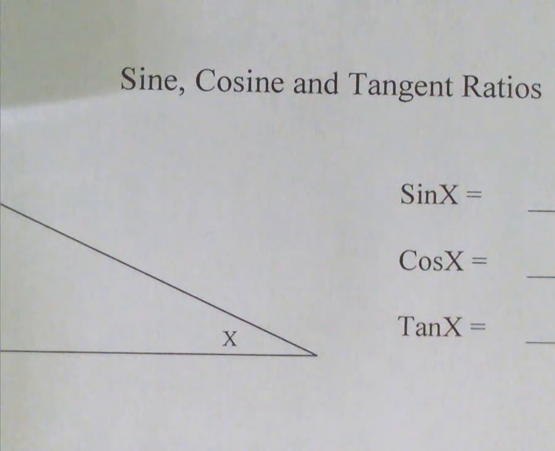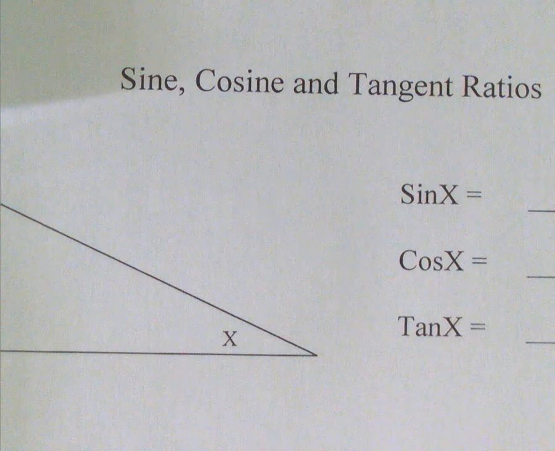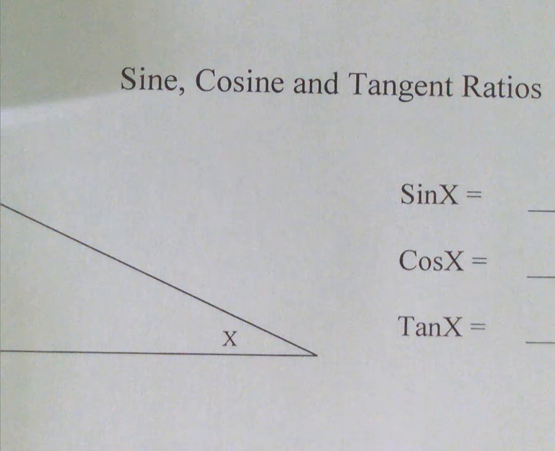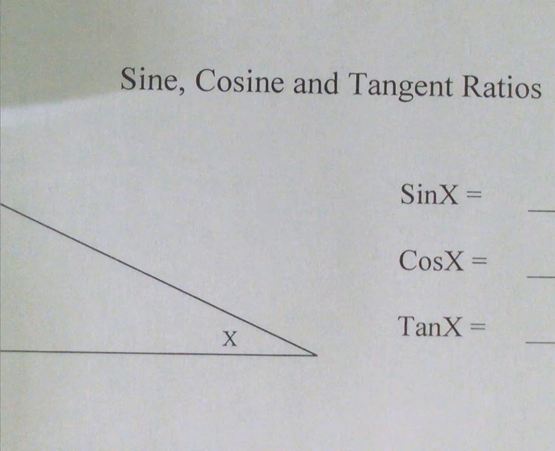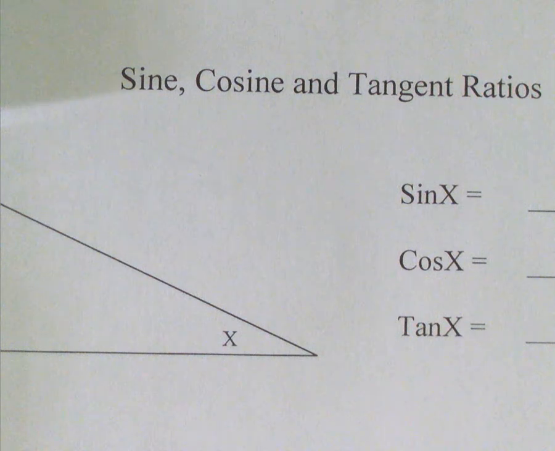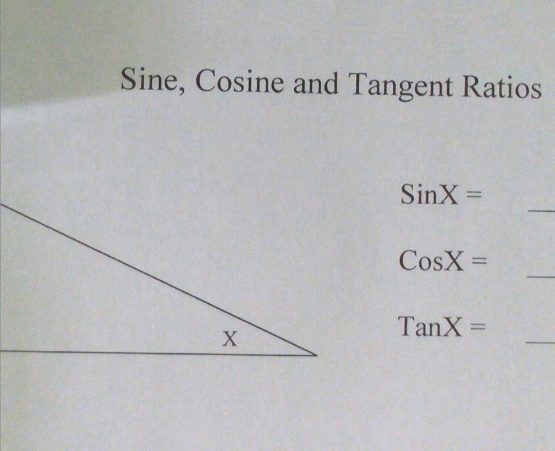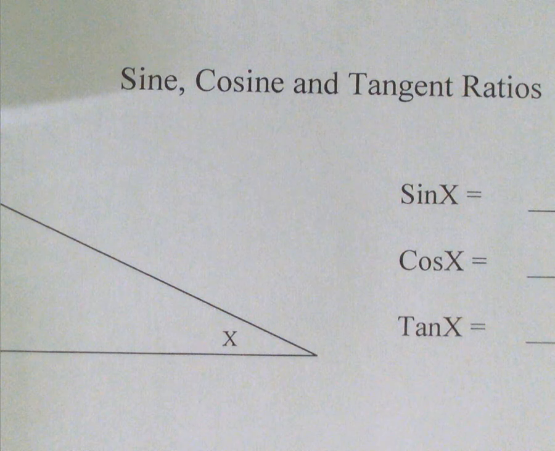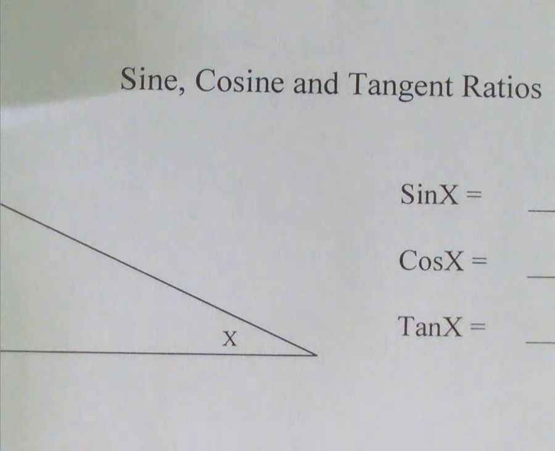Okay, we're going to look at the sine, cosine, and tangent ratios and now actually how to use them on a triangle. So sine, cosine, tan are the relationship between the sides of a right triangle and their angles. And so depending on what sides you have and what angle you have determines which ratio you would use.